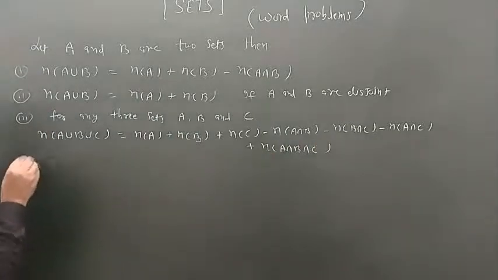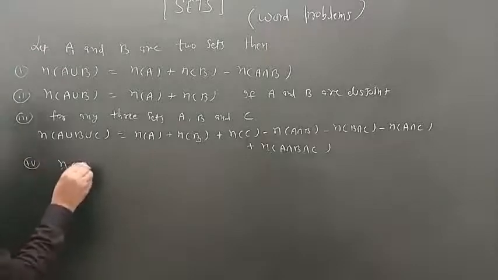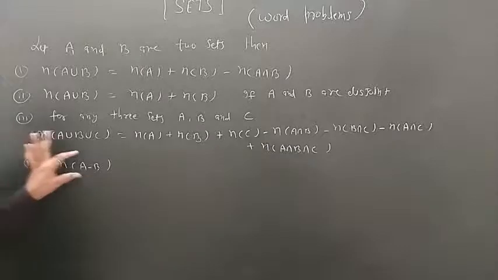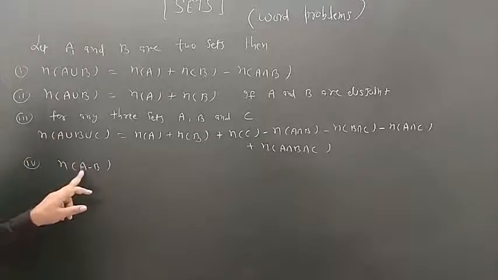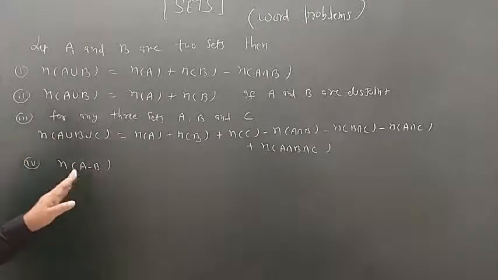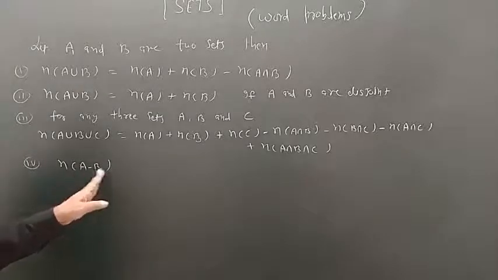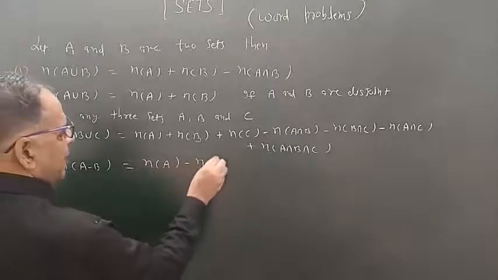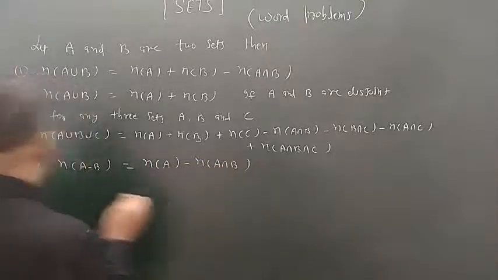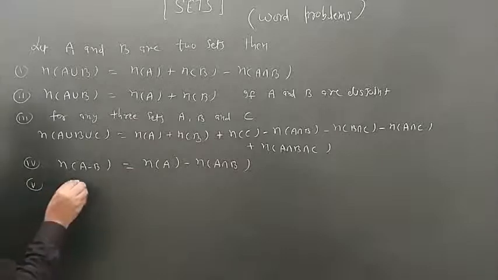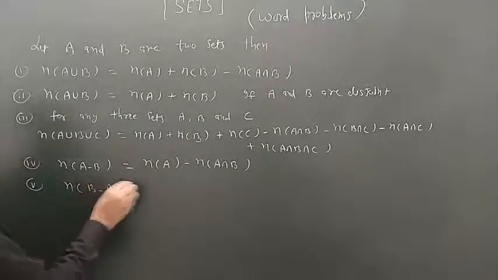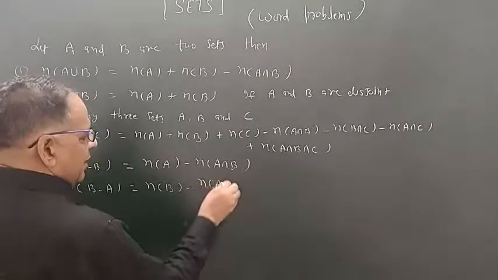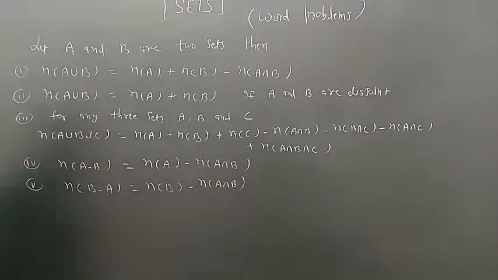Next, n(A minus B) represents the number of elements only in set A. That means the number of elements in set A but not in B. This is equal to n(A) minus n(A intersection B). Similarly, n(B minus A) is equal to n(B) minus n(A intersection B).